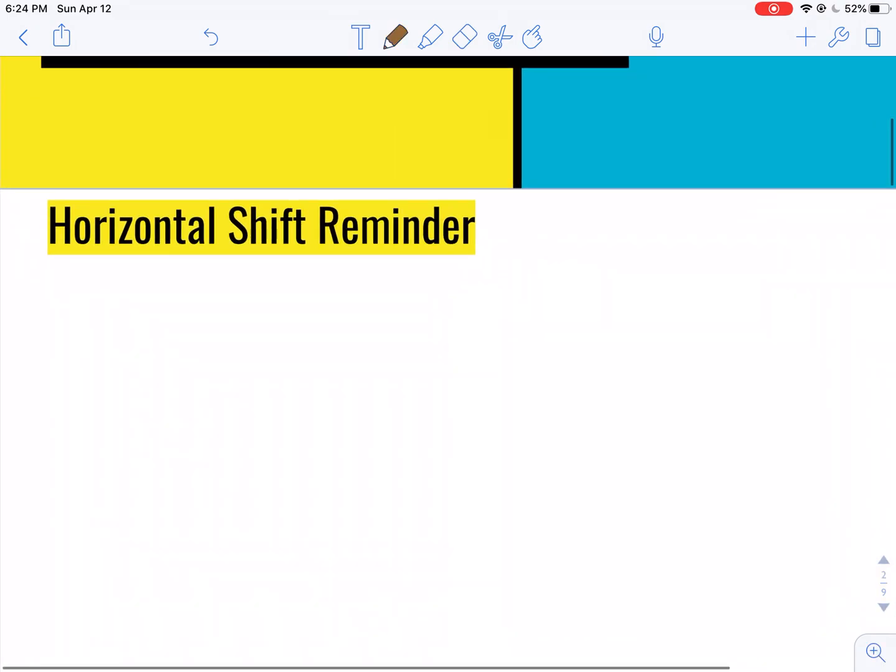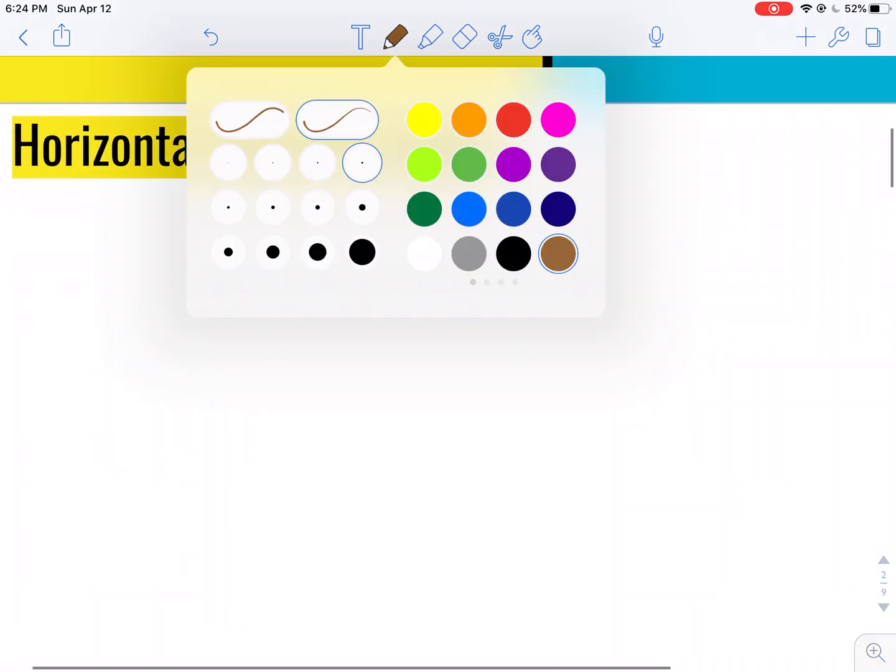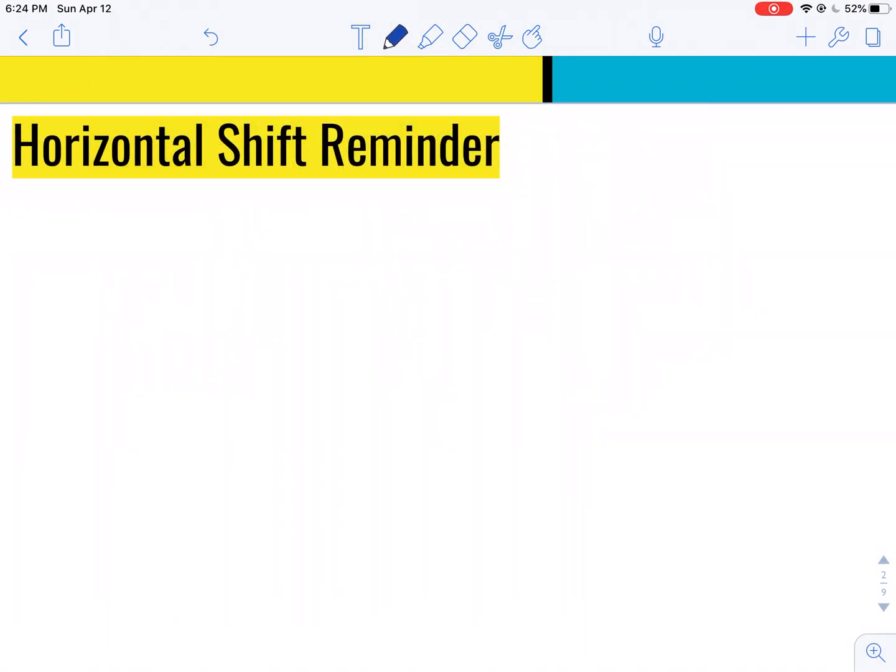All right, so your horizontal shift reminder. If you remember all the way back from September, we learned about our transformations. And we learned that the general form of a transformation can be that any function which has been transformed is going to be equal to a times f of bx plus h, or minus h, plus k.